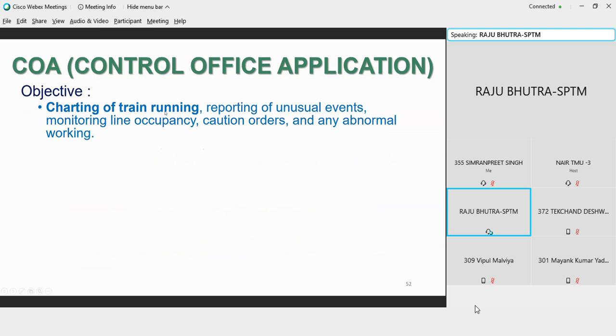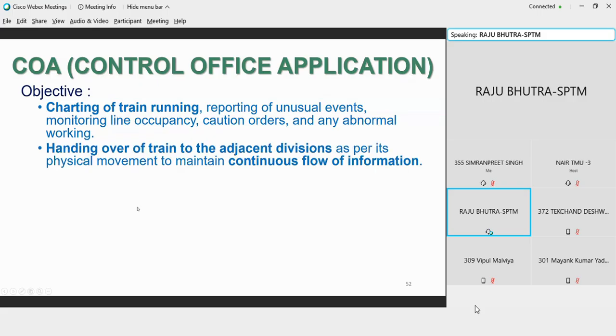Objective is charting of train running. This is the most important objective. Reporting of unusual events, monitoring line occupancy, caution orders, and any abnormal working. And handing over of train to the adjacent divisions. That can also be done using this COA as per its physical movement to maintain continuous flow of information. Any trains coming from the adjacent division or being handed over to adjacent division can be done using this COA. So the information exchange is also possible.